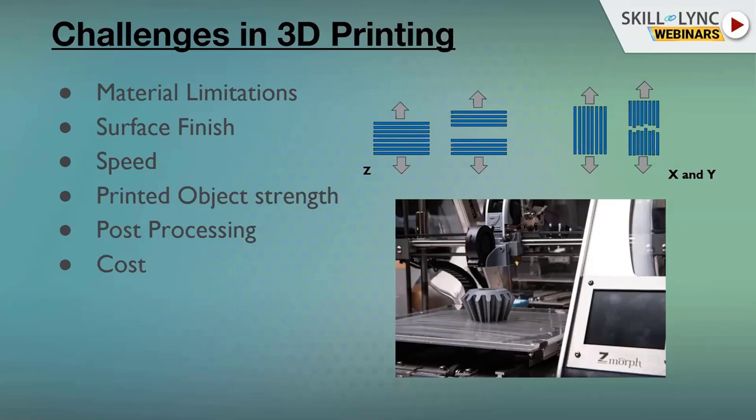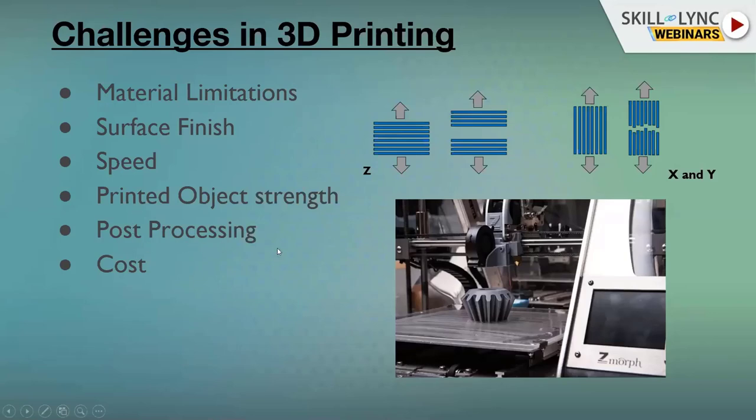Next is the printed object strength. So this is essential to understand because it's not that 3D printed objects are not strong. It's just that on the z-axis, on which the layers are produced, the bonds between layers are weaker than on the x and y axes. And that's the only difference that I would say. It's not that the bonds are weak, it's just that they're weaker than on the x and y axes. So on the x and y axes, the part would be much stronger than on the z axis, which is something you have to keep in mind when you're using this process.